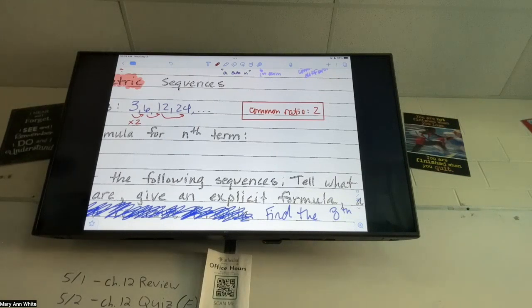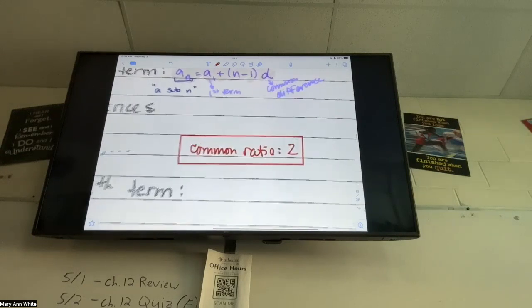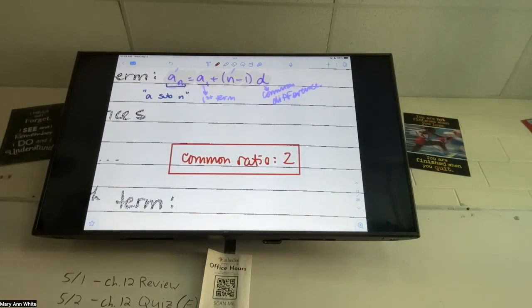Our formula has a lot of the same pieces as our arithmetic one did. It's still going to start with a sub n. The next term is still a sub 1. But instead of doing n minus 1 times d, we're going to say times r raised to the n minus 1.